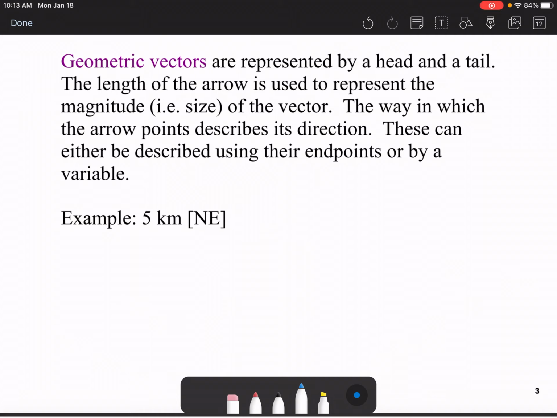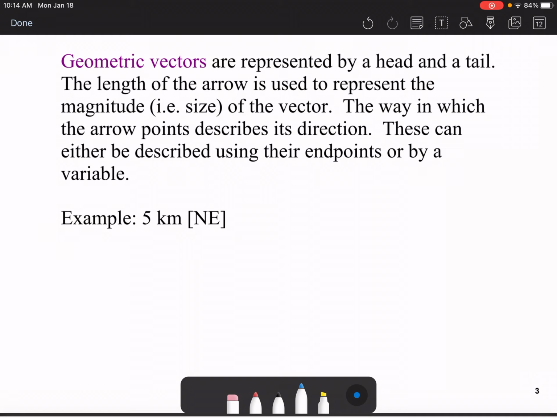Now, using this idea, we can look at what are called geometric vectors. Geometric vectors are represented by a head and a tail. So this is actually a physical drawing of it. The length of the arrow is used to represent the magnitude or size of the vector, and the way in which the arrow points describes the direction. These can either be described using their endpoints or by a variable.